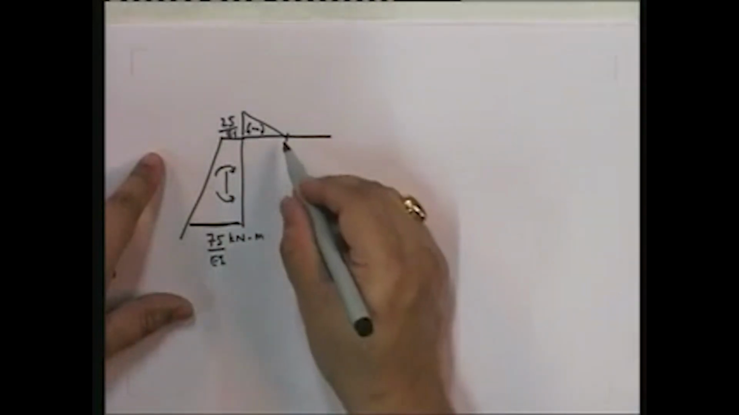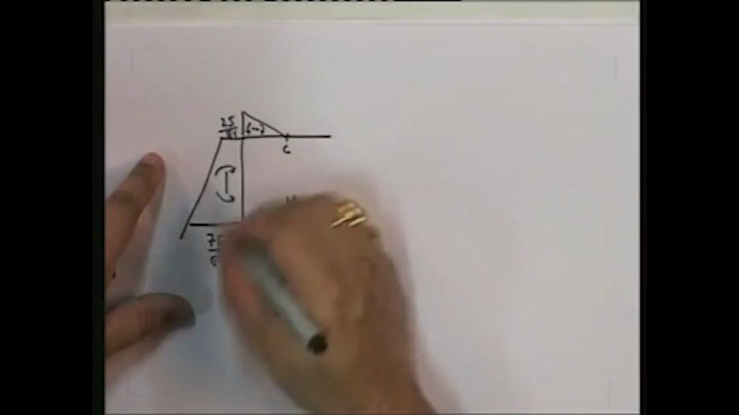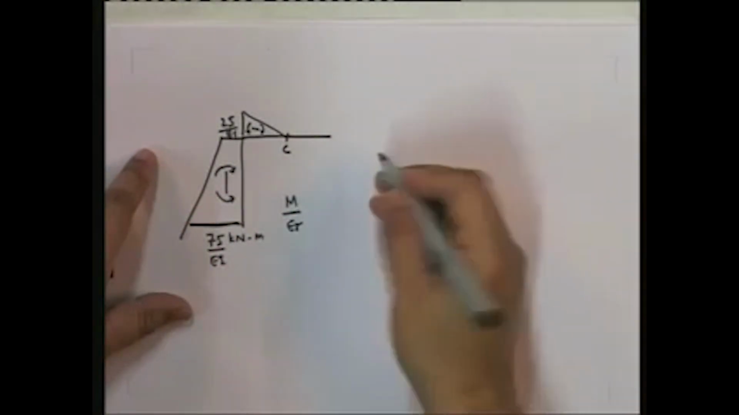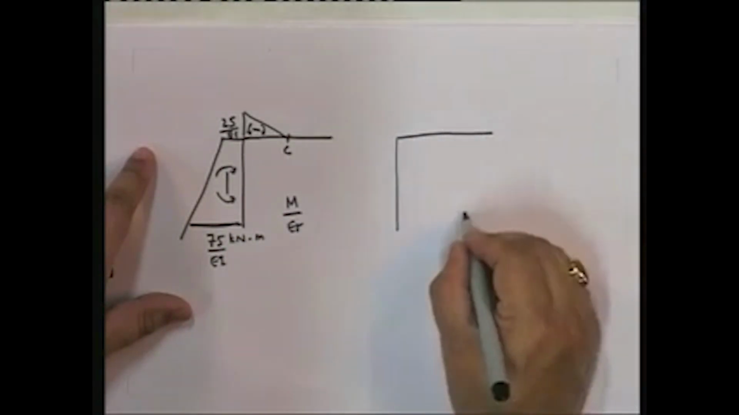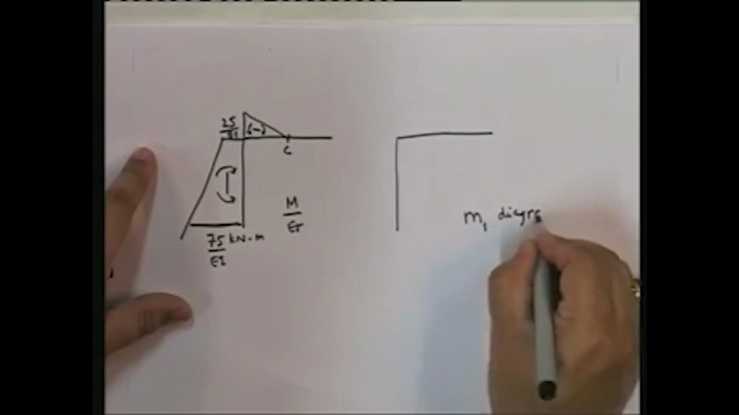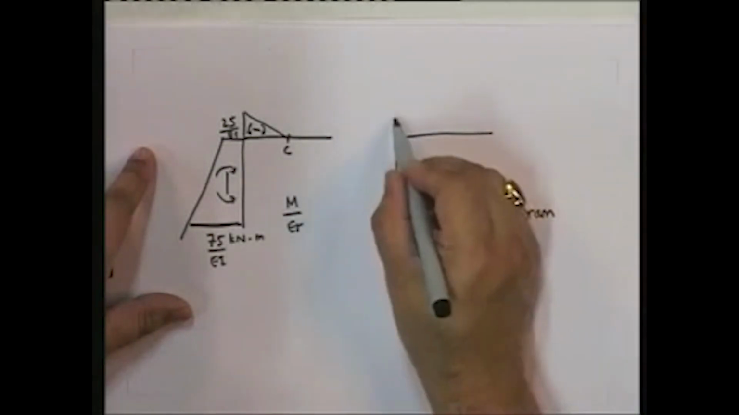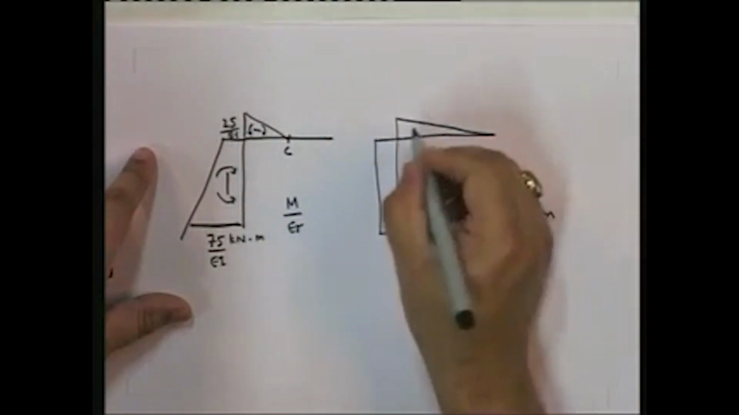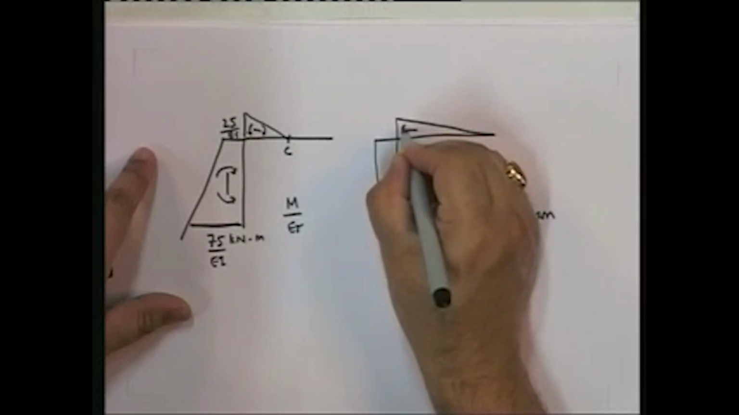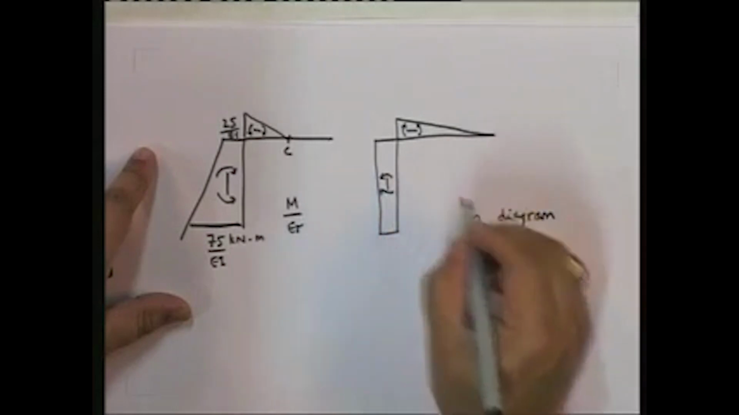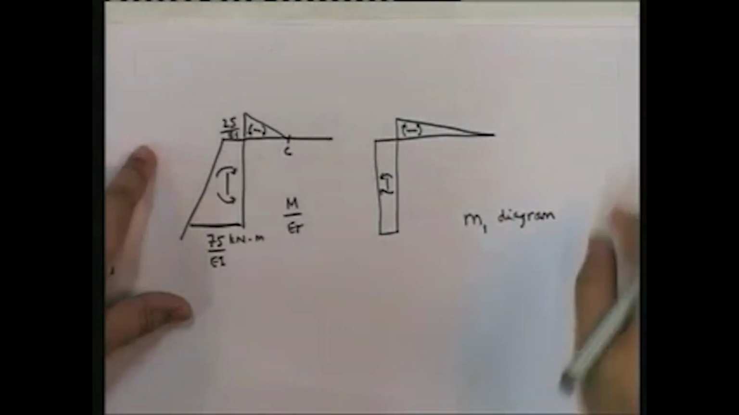Note that if you have two different EIs, then the moment diagram and the M by EI diagram would not be the same. But in this case, I've taken them to be the same, and this is the small M1 diagram. The M1 diagram is, I've shown it on the same side, but the sense is opposite. So this is the M by EI diagram, this is the M1 diagram.